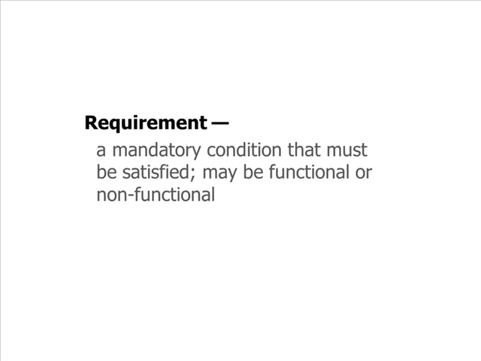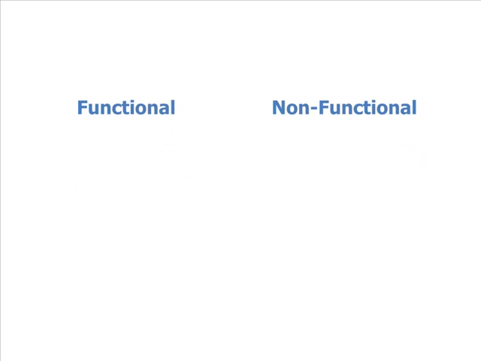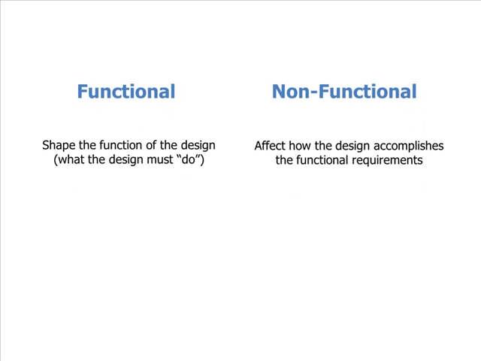As you saw in the earlier definition, a requirement is a mandatory condition that you have to satisfy in the design. The very use of the word requirement indicates that this is required. It's something that you must satisfy. Requirements fall into two broad categories: functional requirements and non-functional requirements. The impact of each of these broad categories of requirements is different. Functional requirements will shape the function of the design. In other words, what the design must do.